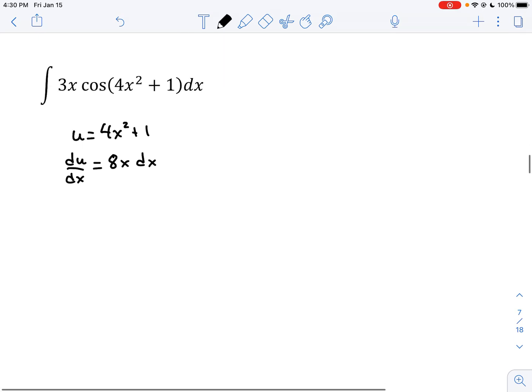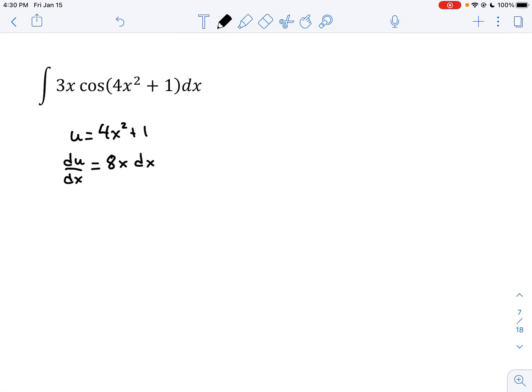From here, there's a few different strategies you can do. One strategy is solve this expression for dx and just replace that dx and see what happens. Another strategy is try to take this 3x and this dx together and try to construct that over here and do a substitution on that. It really doesn't matter. I'm going to do the approach where I just solve for dx.